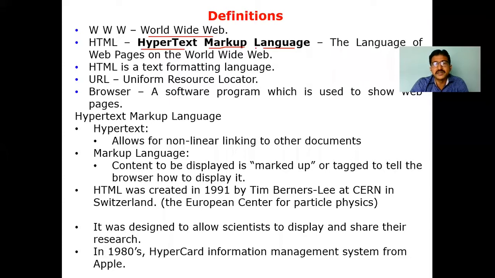So this is mainly used as the language for designing web pages. Right? So HTML is a text formatting language. Like C is a programming language, Java is a programming language, Python is a programming language, HTML is also a language, but what type of language? A markup language, a text formatting language. All the markup languages are mostly used for designing web pages.